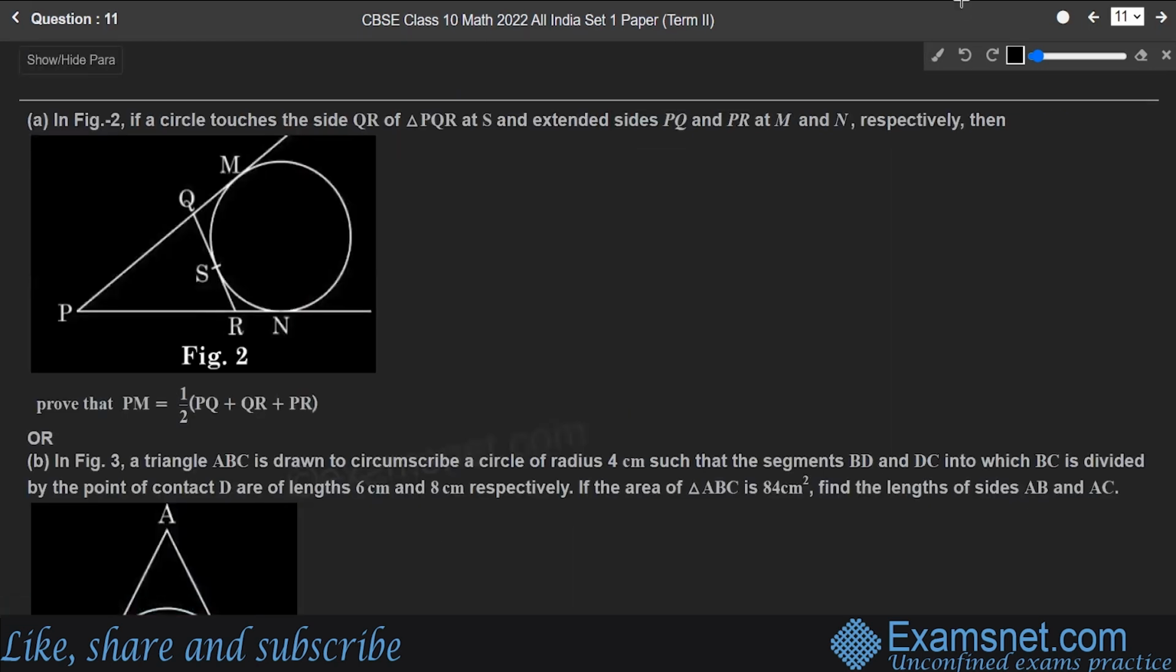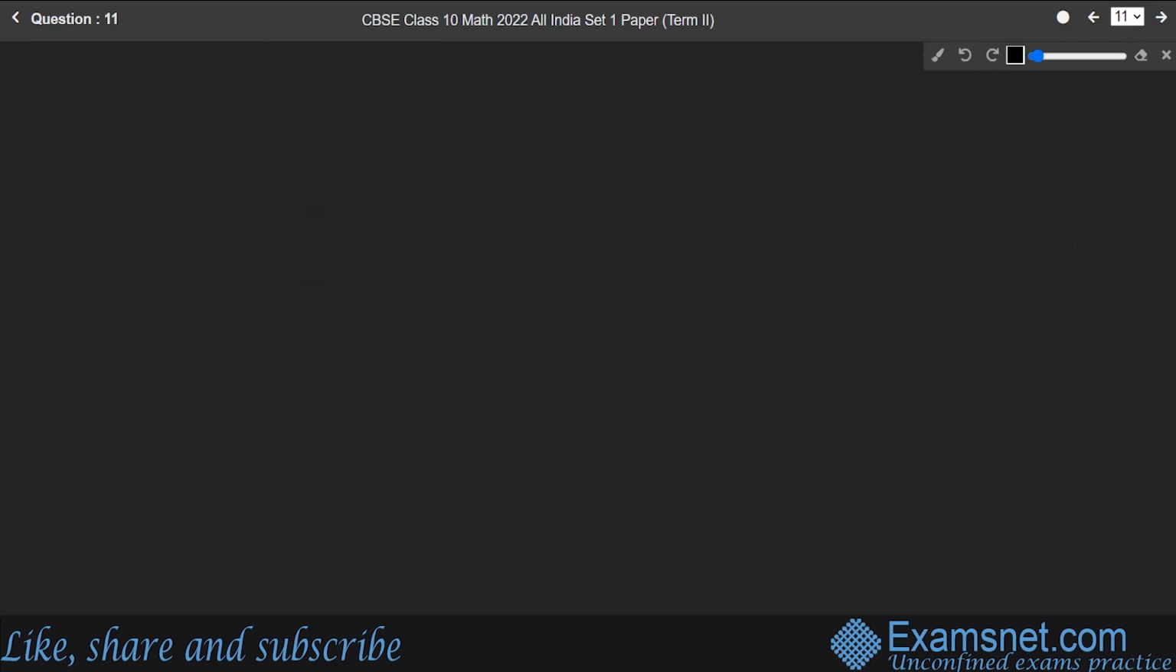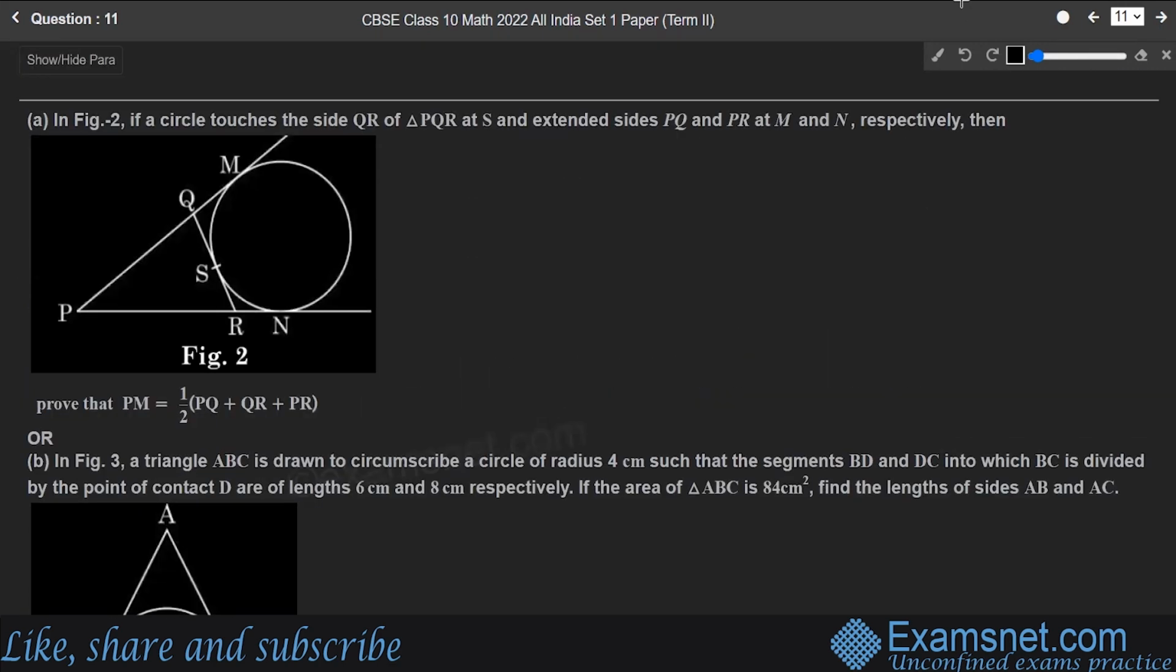Okay, let us have question number 11. There are two parts of question number 11, part A and part B. We'll solve them one by one. Let us go for the first part. What is instructed in the first part is: in figure 2, if a circle touches the side QR of triangle PQR at S and the extended sides PQ and PR at M and N respectively, then prove that PM is equal to half of PQ plus QR plus PR.